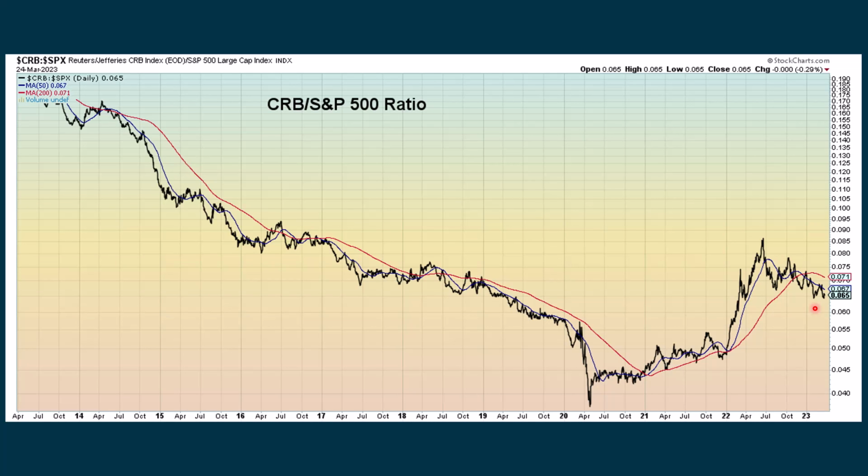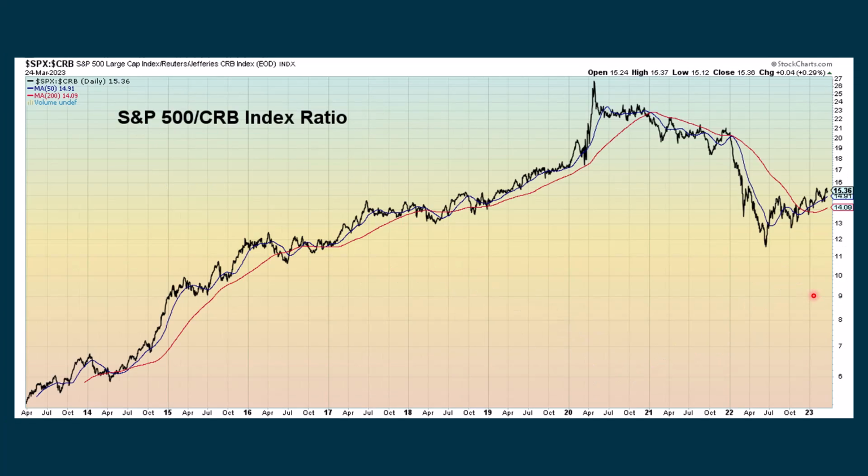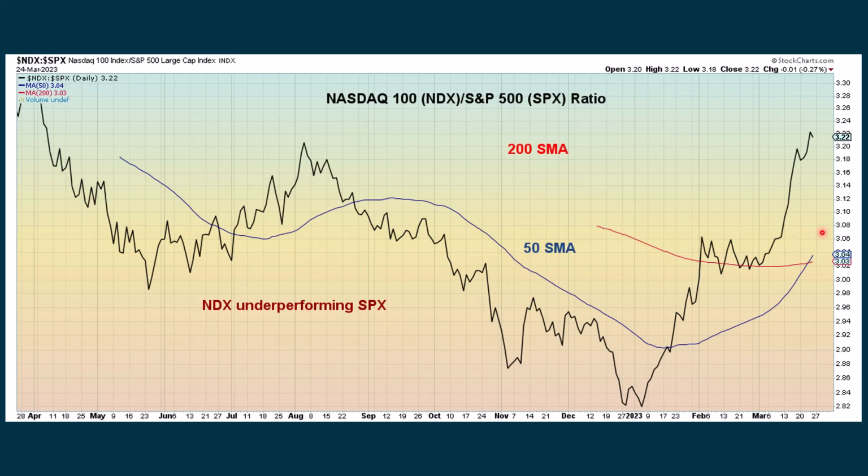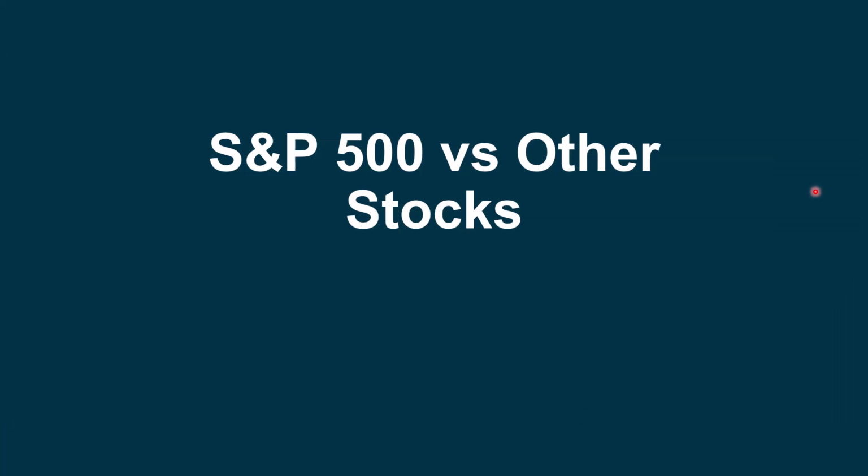Looking at some indexes, this is the CRB index compared to the S&P 500, where the CRB index is underperforming the S&P. This is an inverse of that same chart showing how the S&P 500 has been showing some strength. Here's the NASDAQ 100 to the S&P 500. We're starting to get a golden cross here with this ratio. We haven't seen that in a long time. The NASDAQ 100 is really doing well and has been outperforming the S&P.